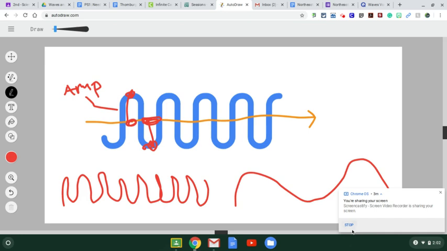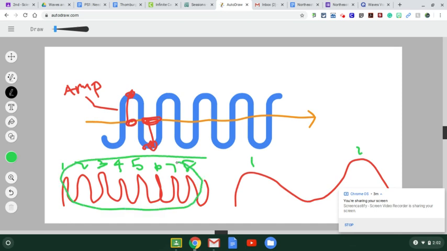You can notice if we count up the number of waves, we have 1, 2, 3, 4, 5, 6, 7, 8. And here we only have 1, 2. So this wave is much more frequent than the other one. You could also think about it like how often do you frequent Target or the grocery store or your favorite restaurant. If you often go there, then you frequently go there. You go there more times than not.